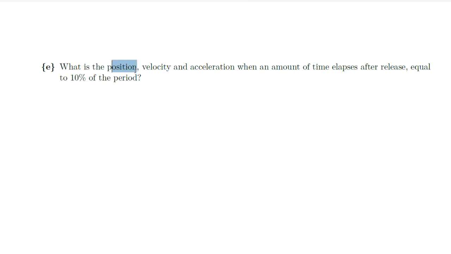What is the position, the velocity, and the acceleration when an amount of time elapses after release equal to 10% of the period? So with these ones here, you know what the period is, and you're just going to take 10% of it. And you just want to calculate what the position, the velocity, and acceleration is after that 10% of a period. This is just using the equations that correspond to how those vary with time. So here's what they're going to write out as.